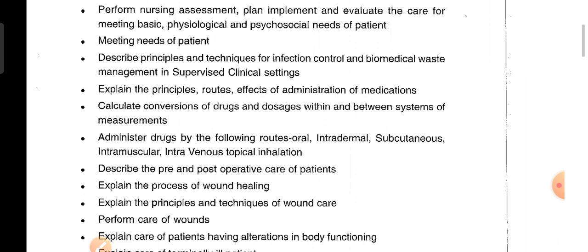Universal standard precautions by maintaining hand washing, by wearing gloves, mask, cap and everything, and waste management by maintaining the color code system of the dustbins. But we have to be able to describe each and every principle and technique, especially in supervised clinical settings.